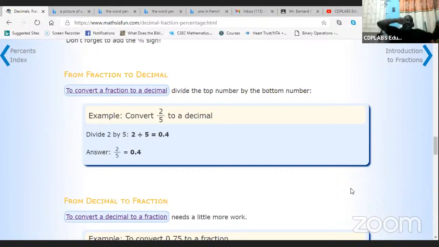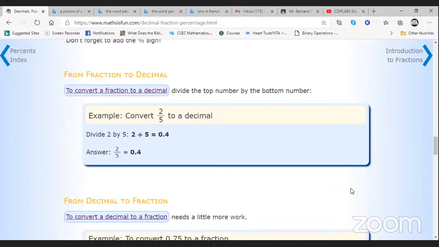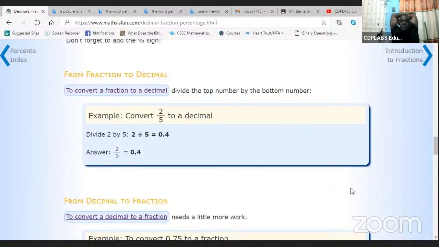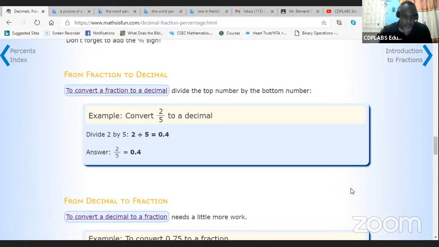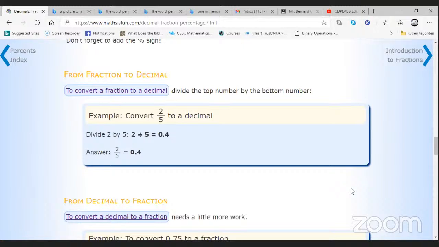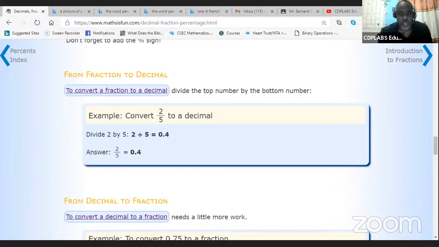So the principle in converting fractions to decimals is division. Straight division. The division sign always shows up first. All right, is everybody finished? Can I move on to the next notes?